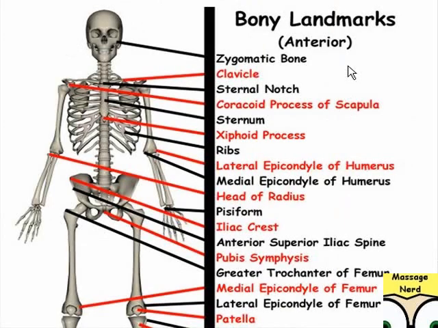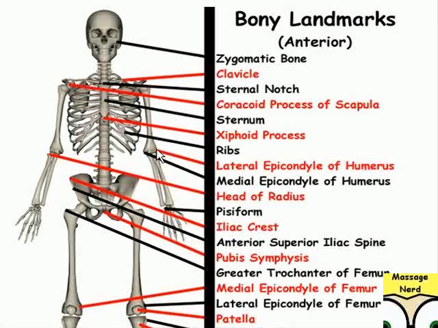Let's go over the bony landmarks of the body. First one, zygomatic bone, right here. This little notch. Clavicle, right here. Sternal notch, right here. Coracoid process of the scapula, right here. Sternum, this whole area. Xiphoid process. Ribs.